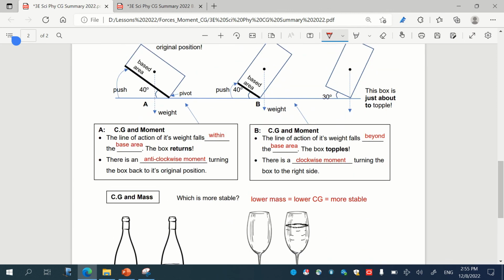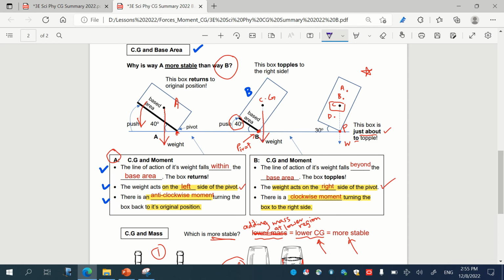And lastly, how do you use moment to explain whether an object will topple or whether an object will fall back to its original position? Okay, with this, I will close here.